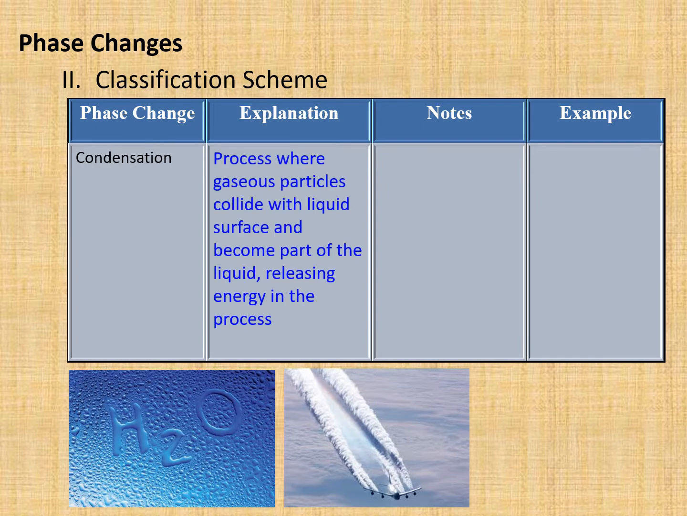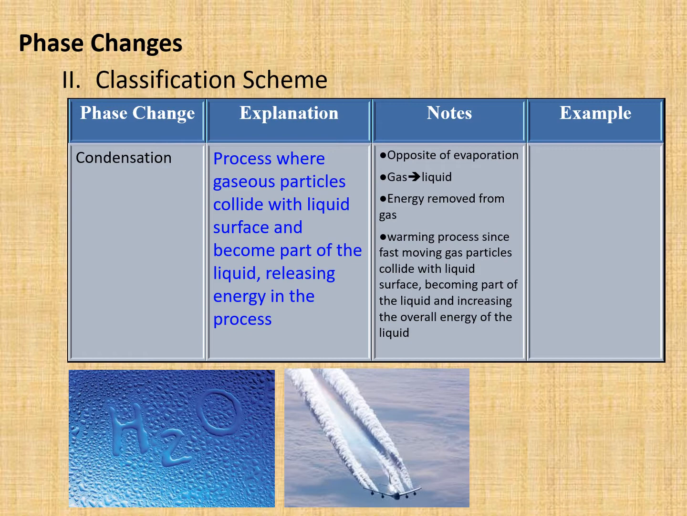Condensation is the process where gaseous particles collide with the liquid surface and become part of the liquid, releasing energy in the process. Condensation is really the opposite of evaporation. While in evaporation, liquid particles on the surface gain energy from the particles beneath them to turn into a gas, in condensation, the gas particles above the liquid surface collide with the surface and lose energy to become a liquid again. This energy lost by the colliding particles goes into the liquid, thus warming it. So we can think of condensation as a warming process.